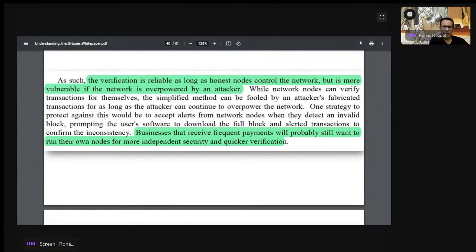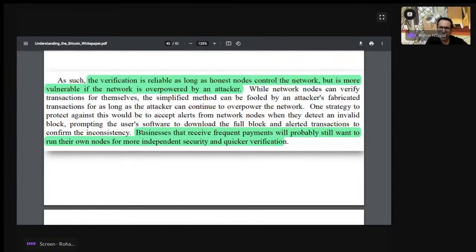Now, continuing the white paper, the verification is reliable. Now here the important part begins. The verification is reliable as long as honest nodes control the network, but more vulnerable if the network is overpowered by an attacker. So now we can come back to that 51% attack question. Then what happens if more than 50% of the nodes become dishonest and they try to flood false transactions? We'll see how that happens.